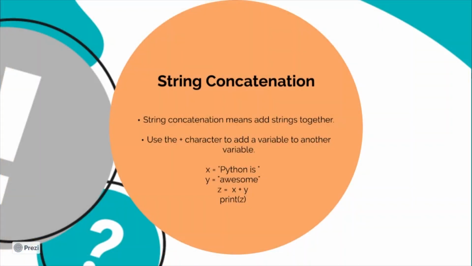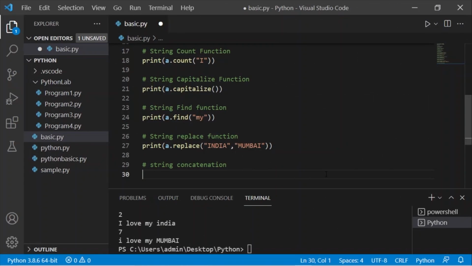Now let's see what is string concatenation. String concatenation means adding strings together. We use the plus symbol to add one variable to another variable. So now let's see how to add strings using string concatenation.